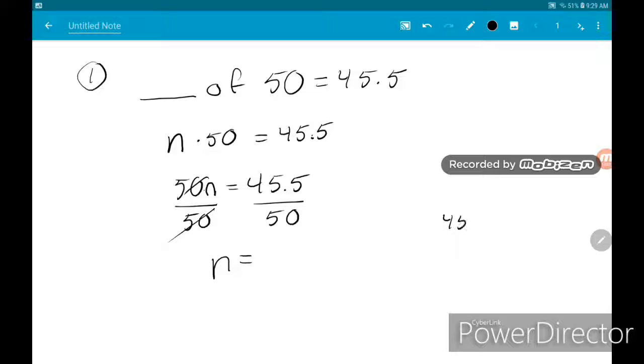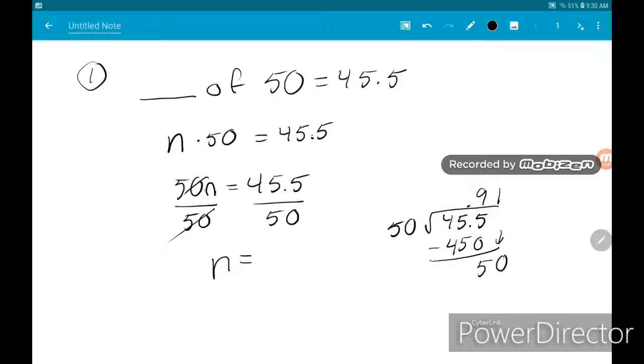So 45.5 divided by 50. You have to do that for most of them. You actually have to do it. It doesn't go into here. It goes in 9 times. 45. So all we have left is 5. Bring down a 0. So 0.91. 0.91.